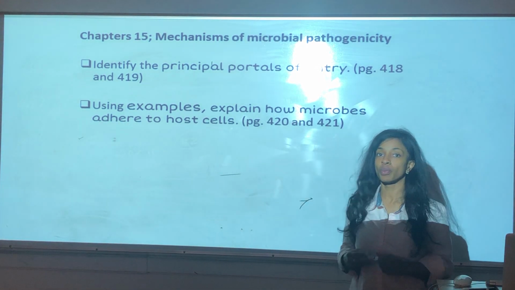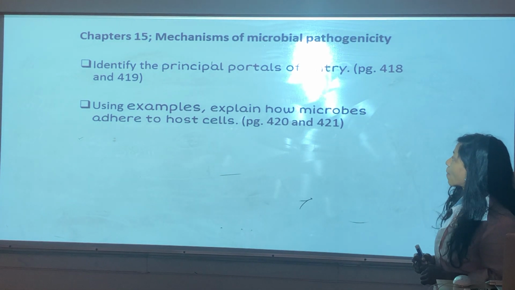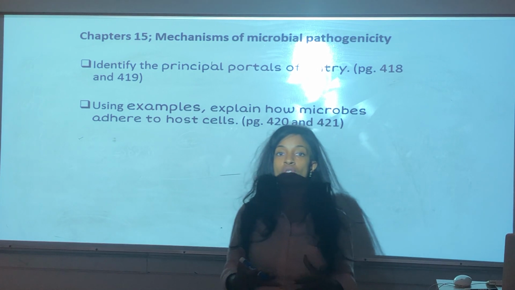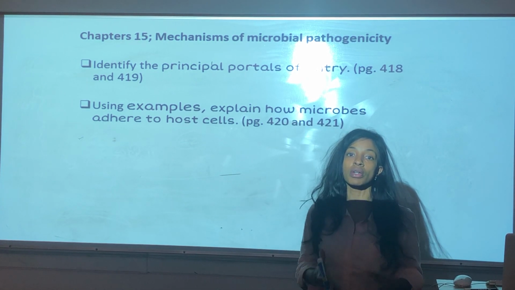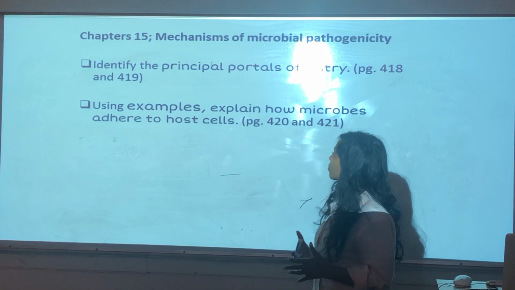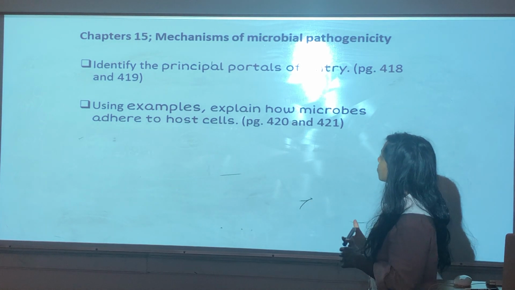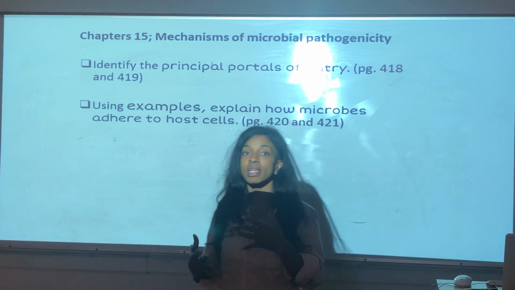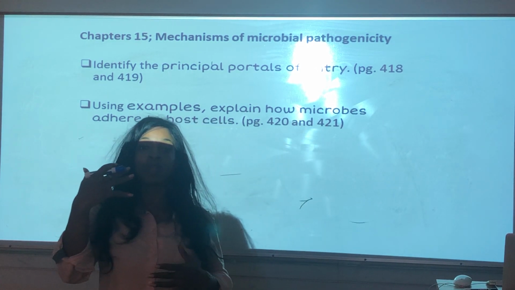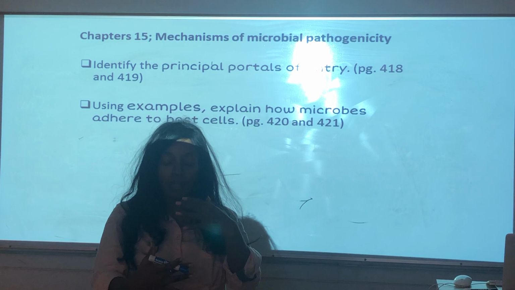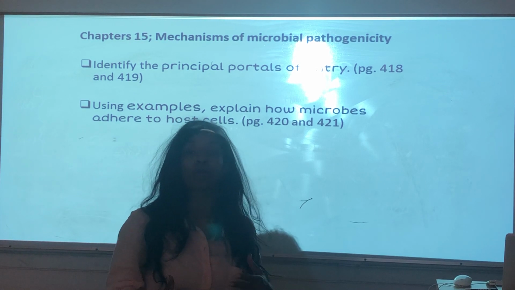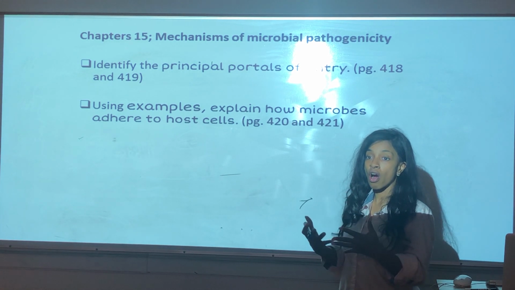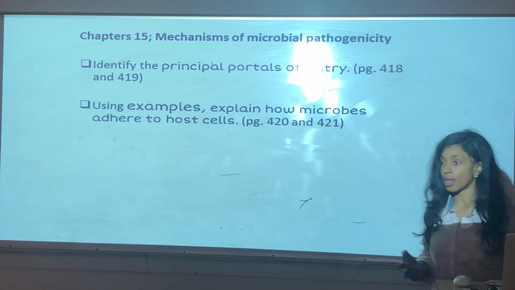In chapter 15, we will focus on how microorganisms come in, and the mechanisms that are used amongst all these microorganisms are generally the same. So we're going to talk about how they get in, the mechanism of microbial pathogenicity. Mechanism meaning that there are particular steps that these microorganisms will take in order to harm their host. So what are they?